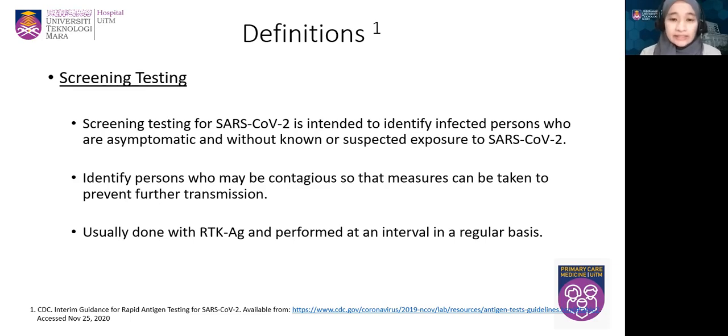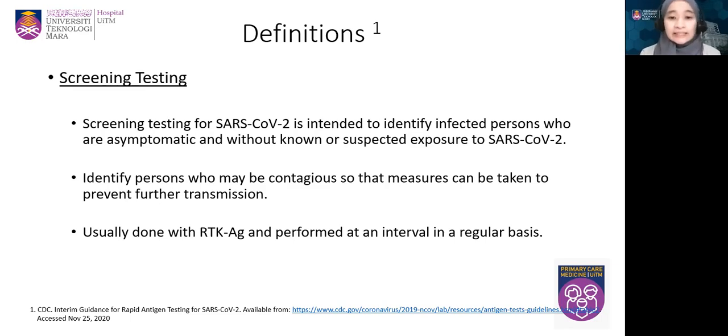When the RTK antigen is negative, it is very good at saying that it is unlikely this patient has COVID-19. But if you suspect even a little that the patient in front of you may harbor the SARS-CoV-2 virus, an RTK antigen negative must be followed with an RT-PCR test.